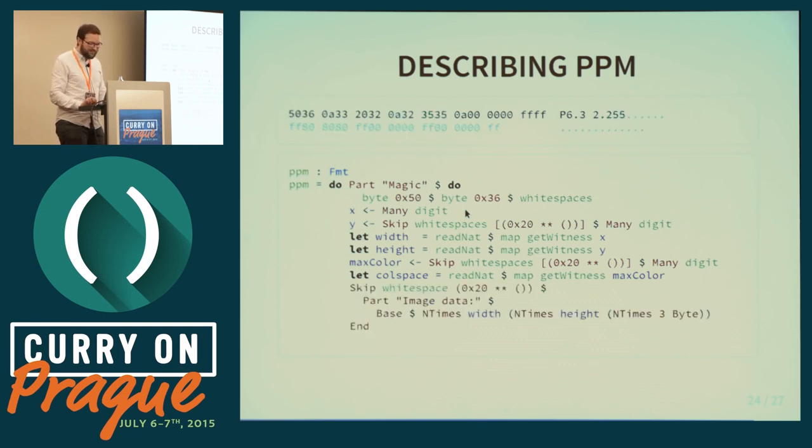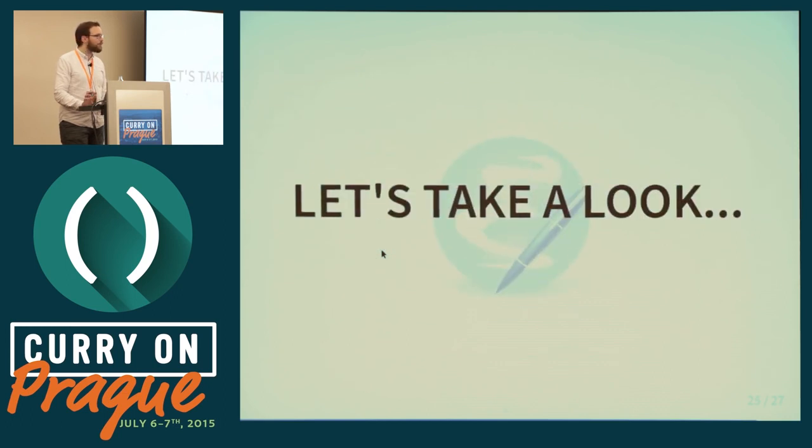Thanks. And then finally, I skip one white space character. I have a part that I'm calling the image data, and then that's going to be width times height times 3 bytes. Note that width and height here are the actual values that I've computed by reading the width and the height from the file. So that's very important for PPM to work correctly. So that's enough slides. Let's go take a look at some real code.